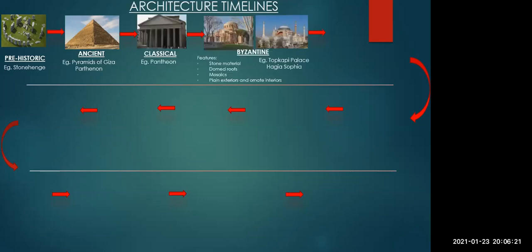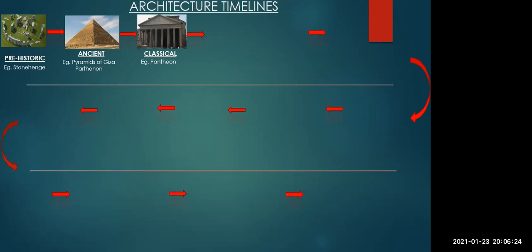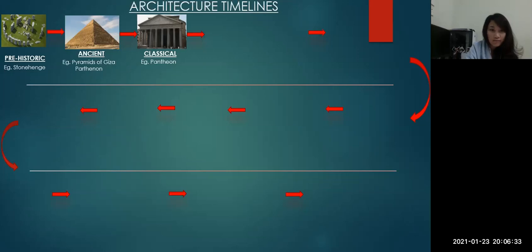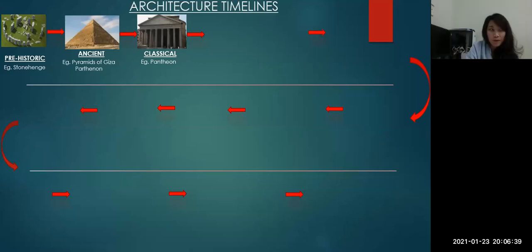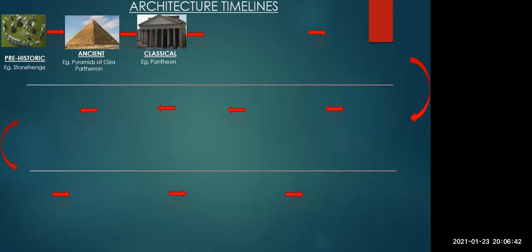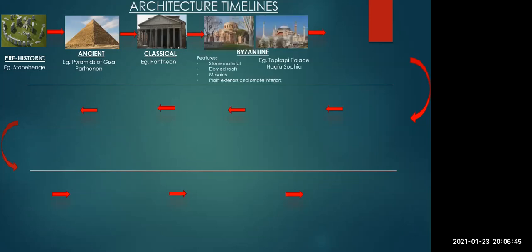Then you have classical, which is where we studied the Pantheon, right? So who is the architect of the Pantheon? Hadrian was the emperor, but who is the actual architect? Apollodorus of Damascus. Okay. Then we have the Byzantine era. The very famous structures during this time are the Topkapi Palace and the Hagia Sophia.